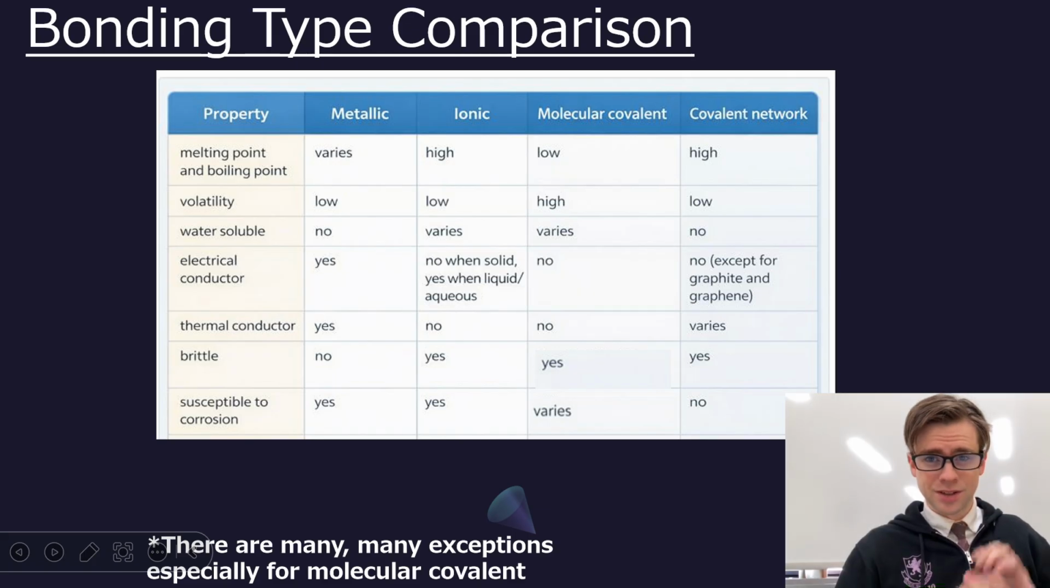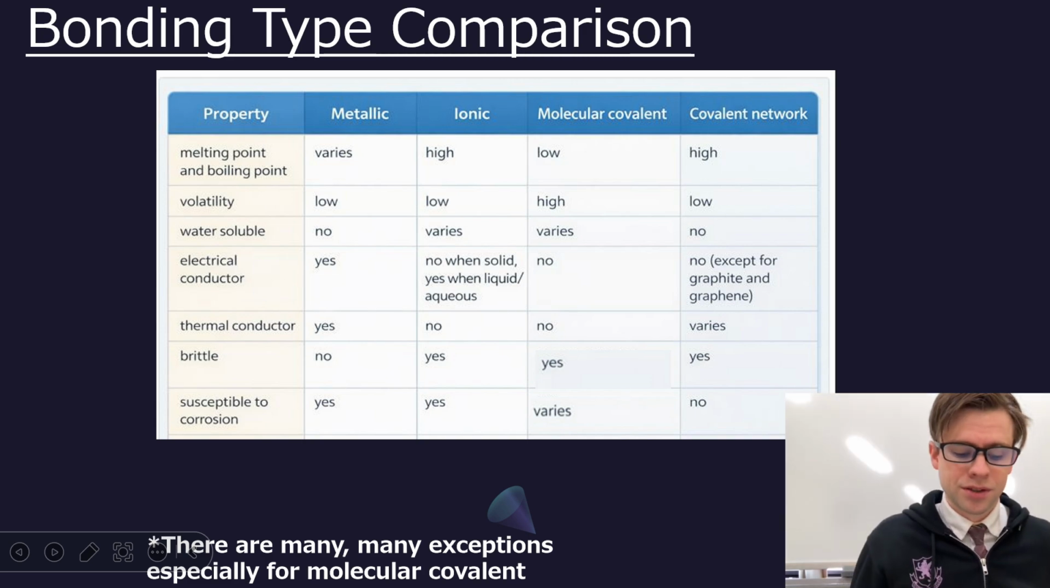Brittle, yes. Instead of sliding, we need to break the bonds. There's going to be cracks forming. Susceptible to corrosion, no. Generally, these covalent networks are very stable, stable enough that they don't do chemical reactions. They're chemically inert with water or salts or acids or oxygen. So we can say they have low corrosion.